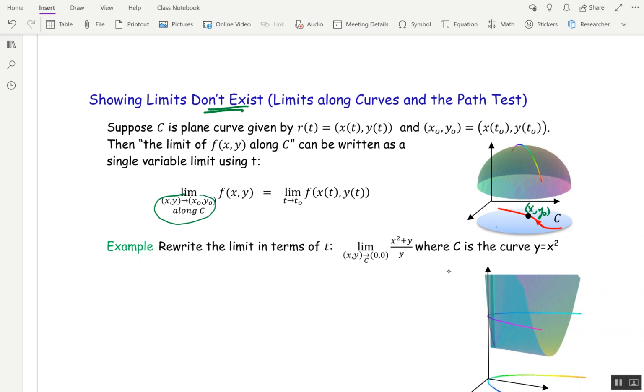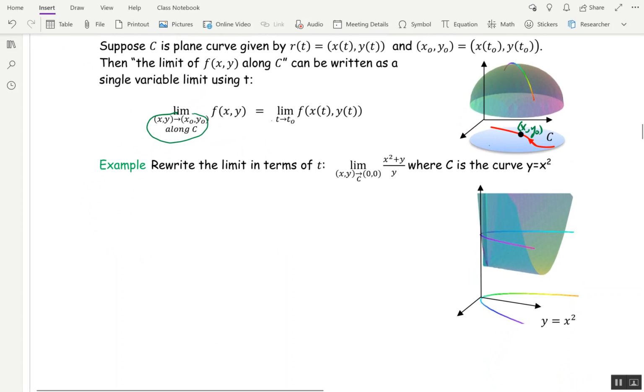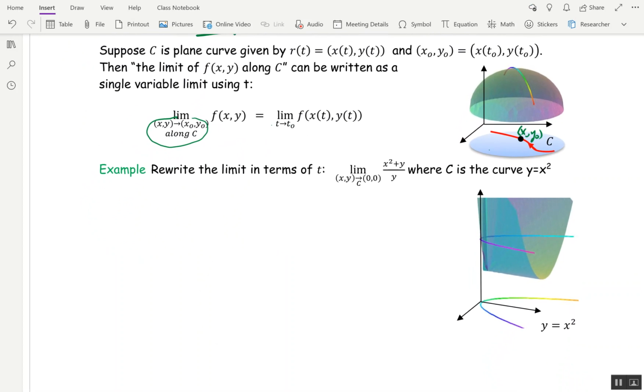and then you can replace this big limit as x, y goes to x naught, y naught along c with just the limit as t goes to t naught, as long as x naught, y naught is x of t, y of t. Usually it's going to be the origin, so that's not going to be an issue. So let me show you how that works before we show a limit doesn't exist. So rewrite the limit in terms of t.